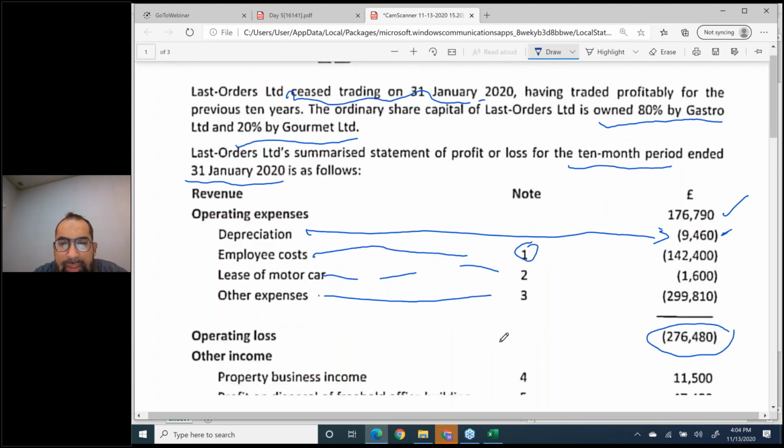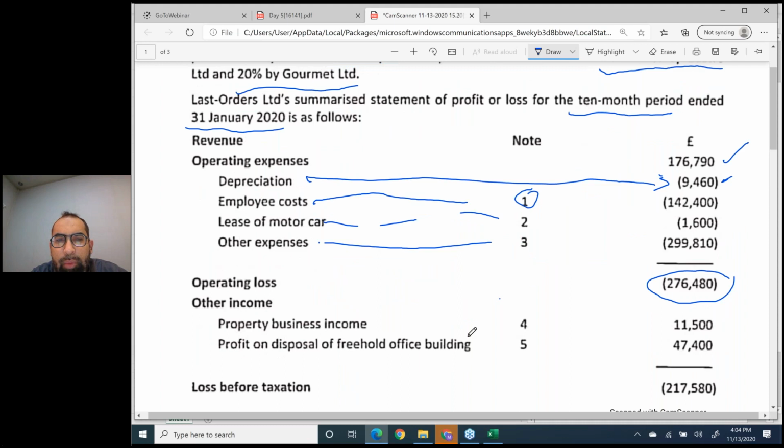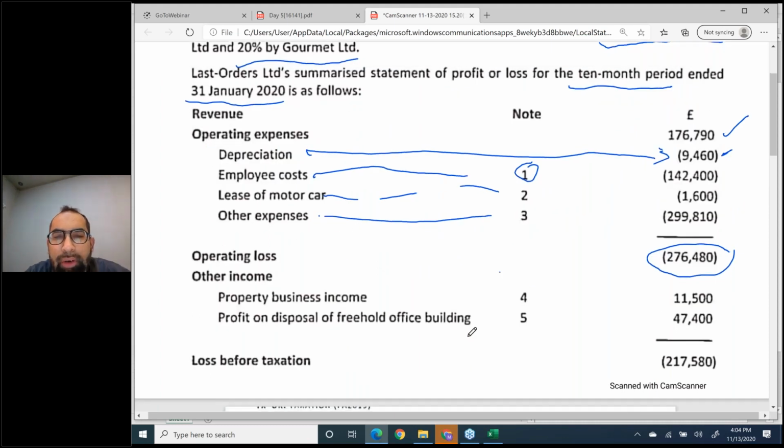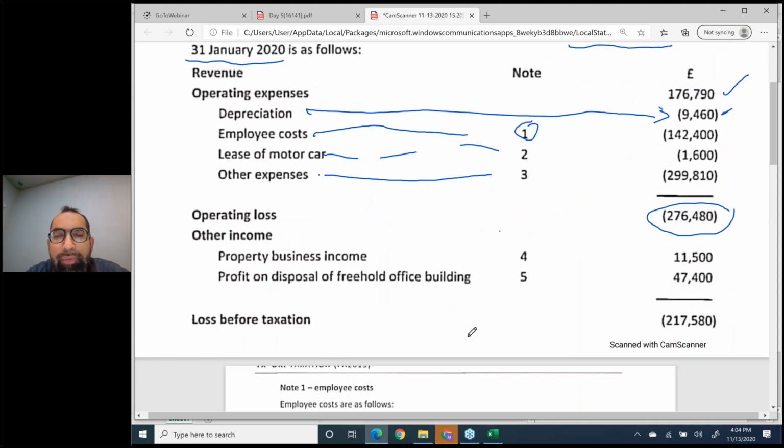You have property business income as well. Okay, it's not difficult, accrual basis. Then there is profit on disposal of freehold office building. Definitely that disposal of a freehold office building is a chargeable event, and that means it's a clear hint of chargeable gains.